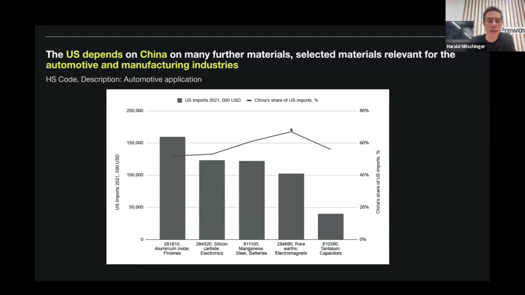Even higher is the share with electromagnets, so certain rare earths that function as electromagnets, but also manganese, which is used as an alloy for steel, but also within batteries. And so here we see a view on some of the materials which in an escalating scenario could be next for bans.